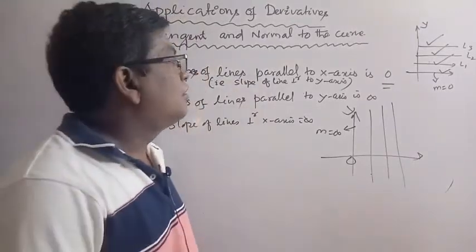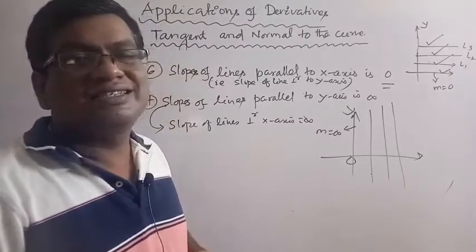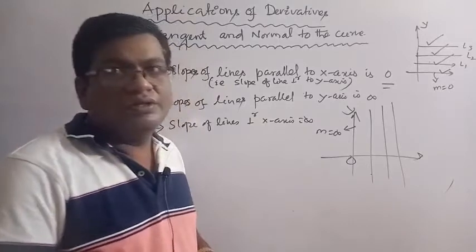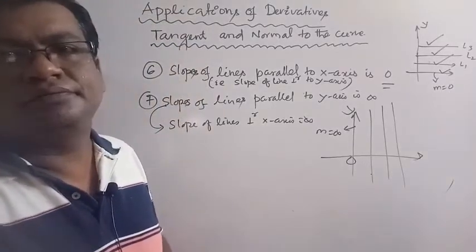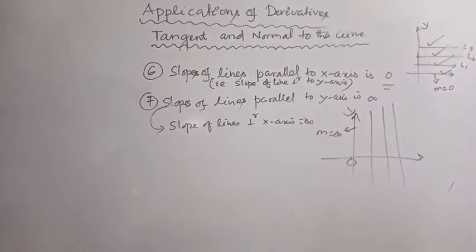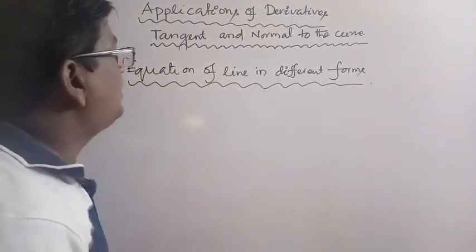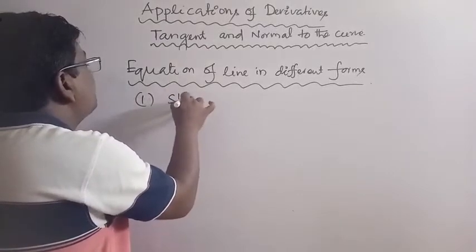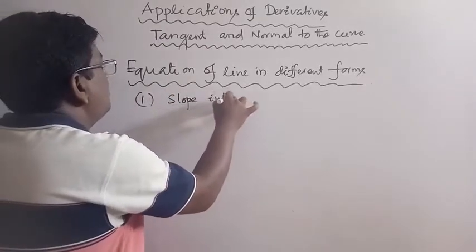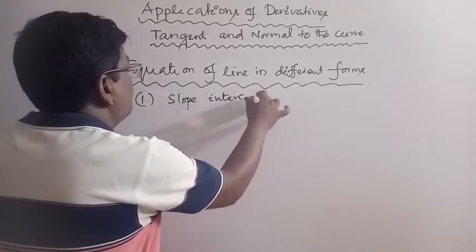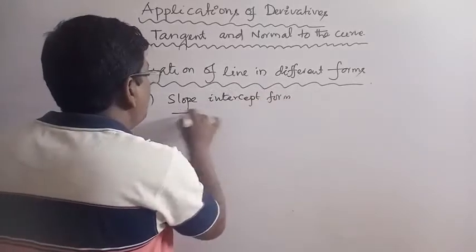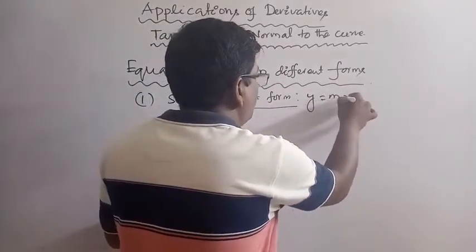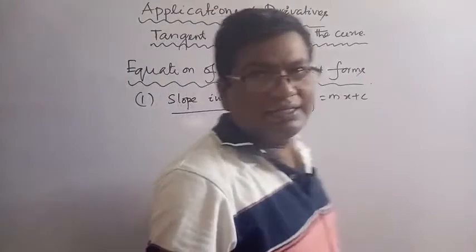Now we will discuss the equation of a line in different forms. First, the slope intercept form. What is the slope intercept form? It is y equal to mx plus c.